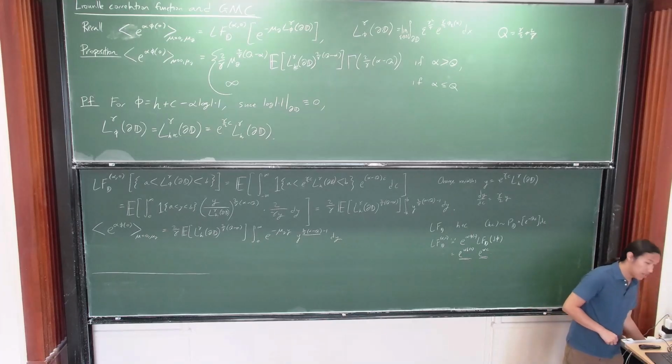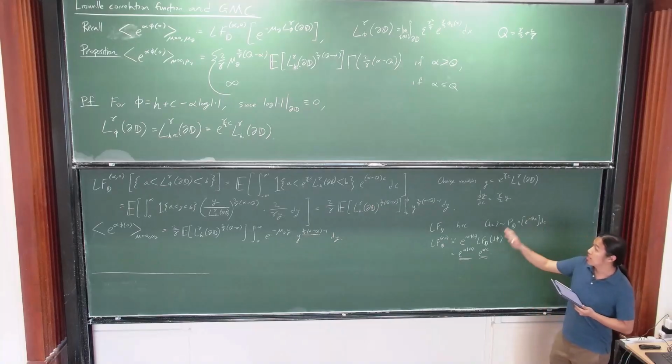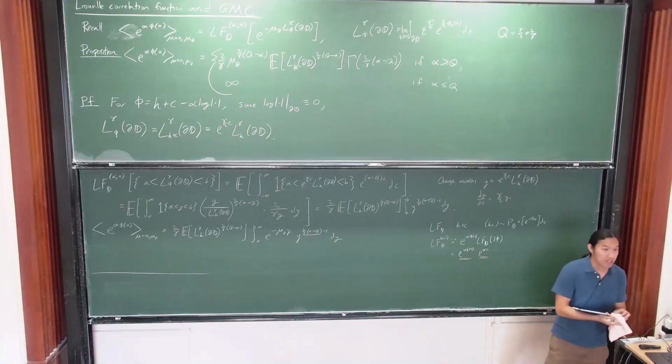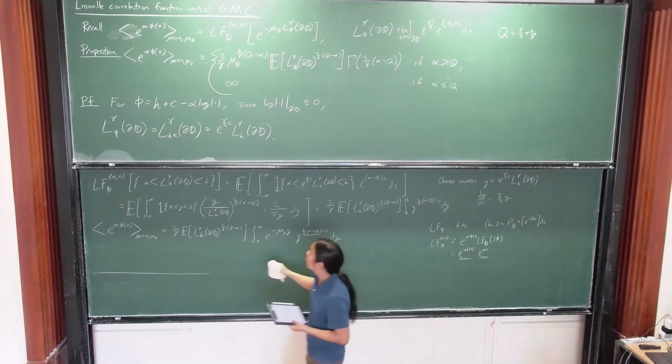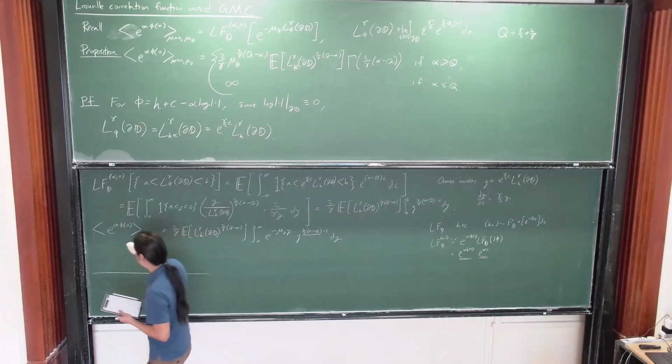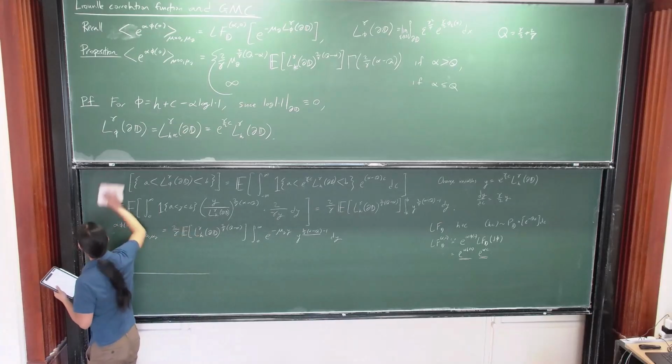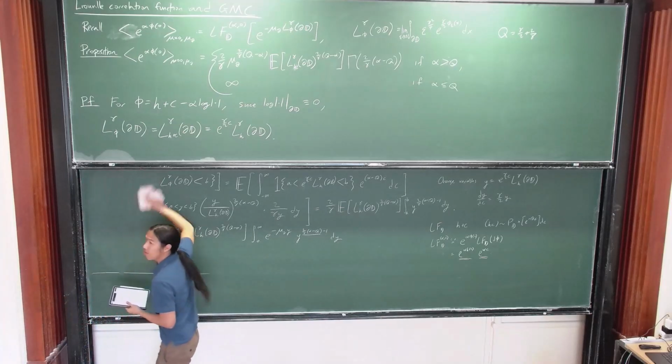Okay. So what I'm going to do now is erase this and write down the analogous result for the sphere case. And this will lead to the Seiberg bounds that he mentioned on Wednesday.